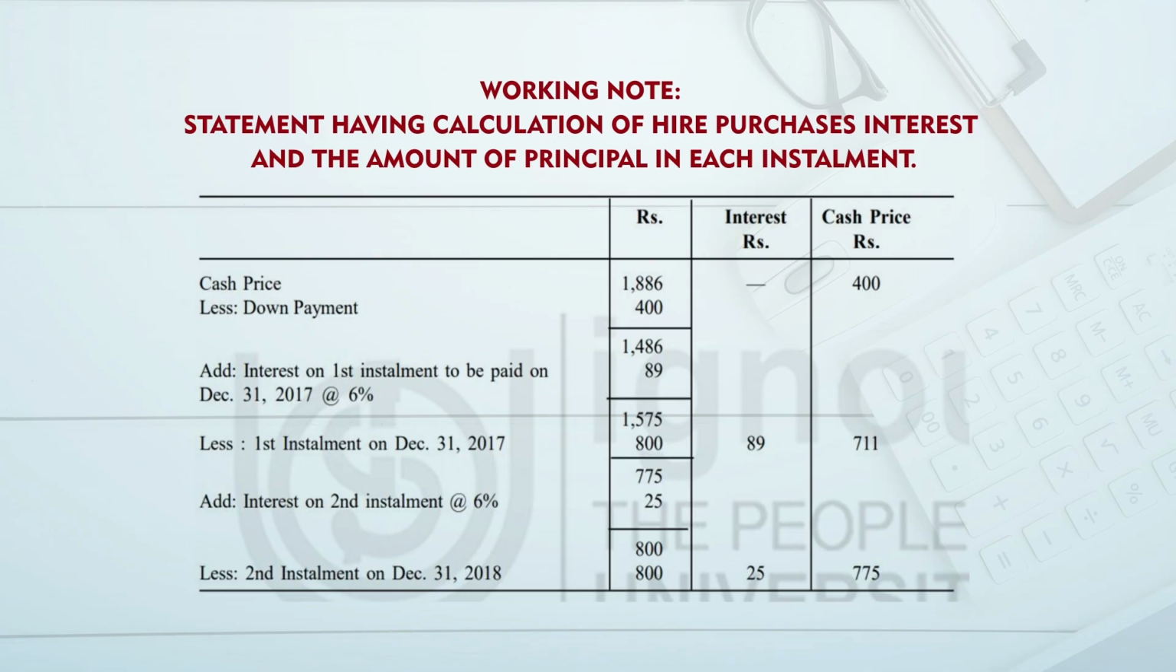So here in 800, the 89 rupees is the amount of interest and 711 is the principal amount. Then on 775 we can easily calculate the amount of interest on the second installment at 6%. It comes to rupees 25, because the amount of the second installment is 800. So again in the second year's annual installment, rupees 25 is included as interest, and rupees 775 is the cash payment or the principal amount.